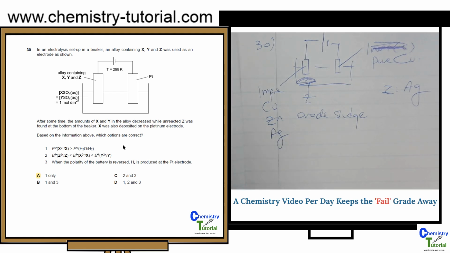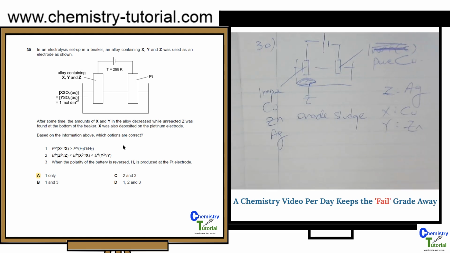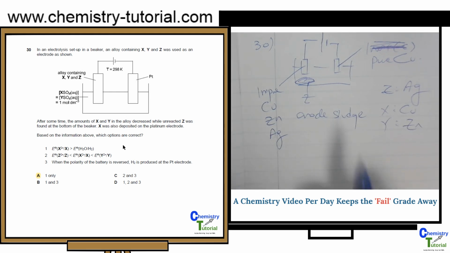And then they say X was deposited. That means X is like your copper. That means Y will just be your zinc. Now in that case, we just look at option 1. Cu2+, H2O, H2. Well, this is true because this is plus 0.34 for copper versus the other value, let me just check my data booklet. H2O and H2 is minus 0.83. So option 1 is correct.